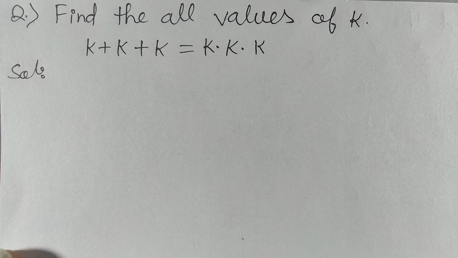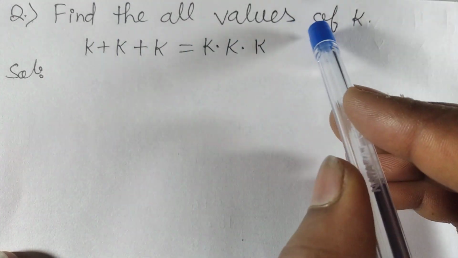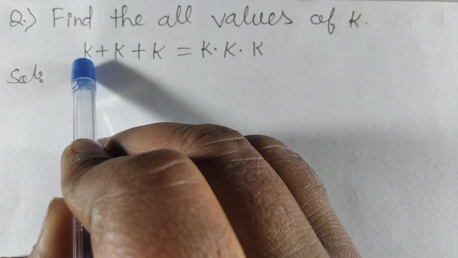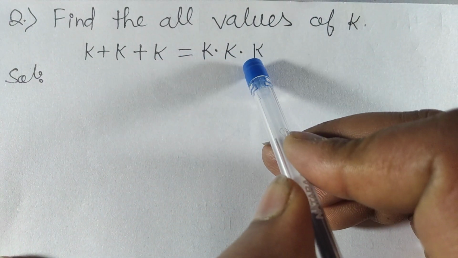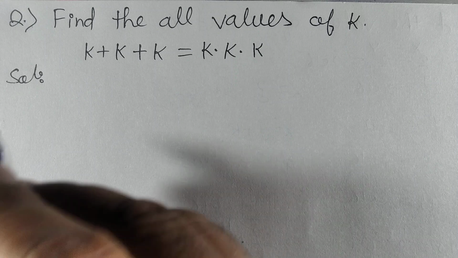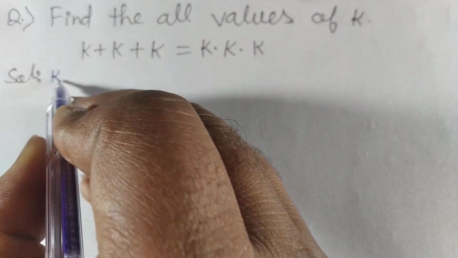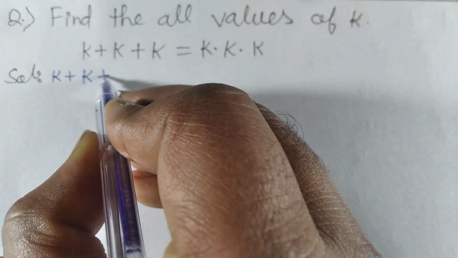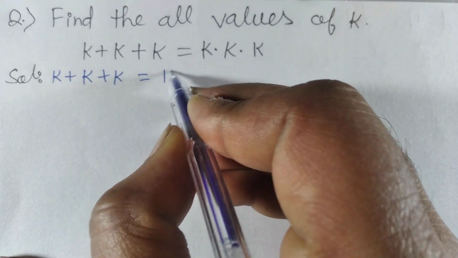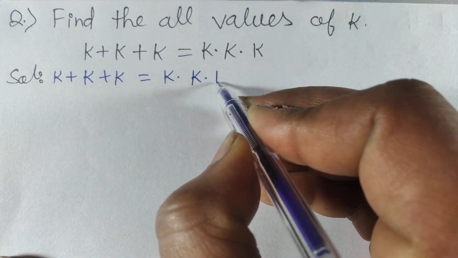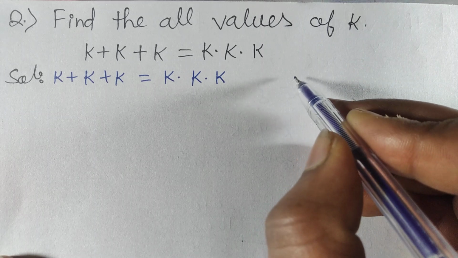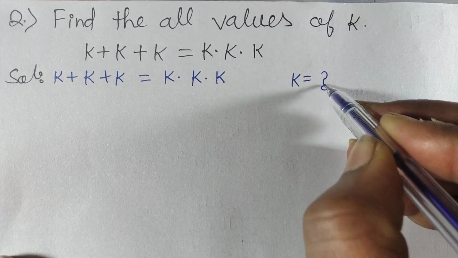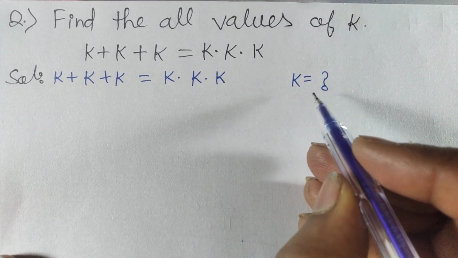Hello friends, our question is: find all values of k from the expression k plus k plus k is equal to k into k into k. Now, on solving this problem, given that k plus k plus k is equal to k into k into k, we have to find all three values of k.